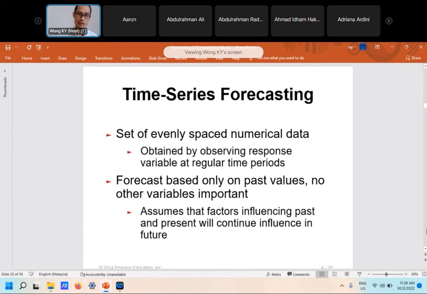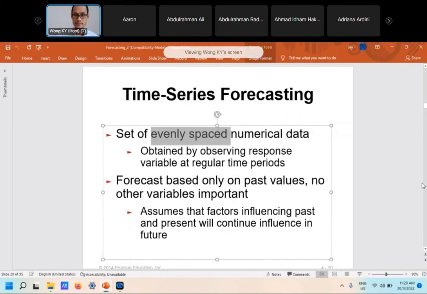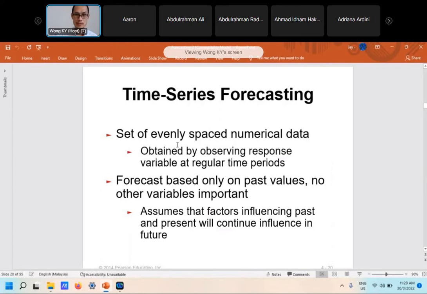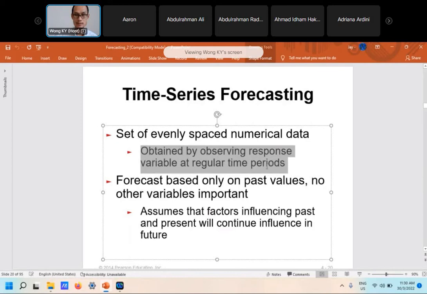We cannot have hourly data mixed with weekly data, mixed with monthly data, and do the forecasting. It cannot be done like this, because all the data has to be evenly spaced. Hope you understand. So it means that data has to be obtained at regular time periods. If hour, then every hour. Week, every week. If month, every month.